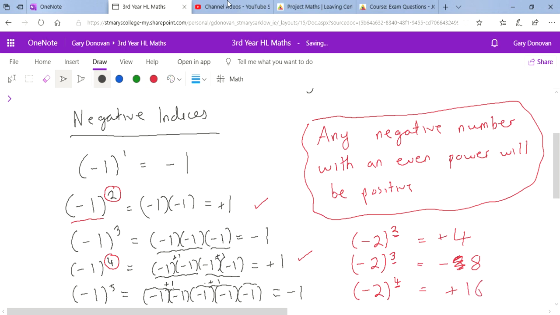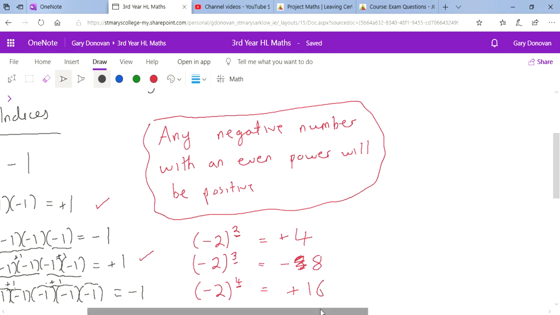And this will work with any negative number. Same with minus 3 squared will be plus 9. Minus 3 to the power of 3, odd power, so that's going to give us a minus number, so that'll be minus 27, and so on and so on. So that's the first thing I just want to recap with you today.